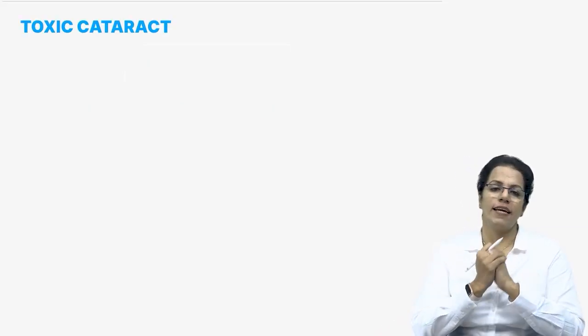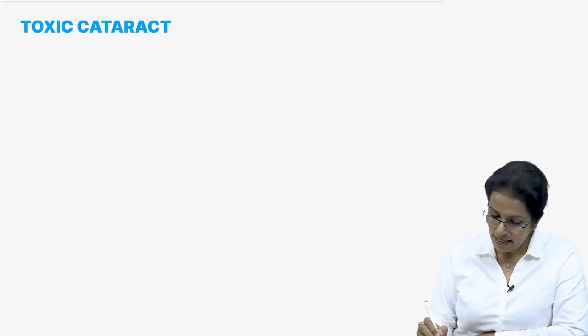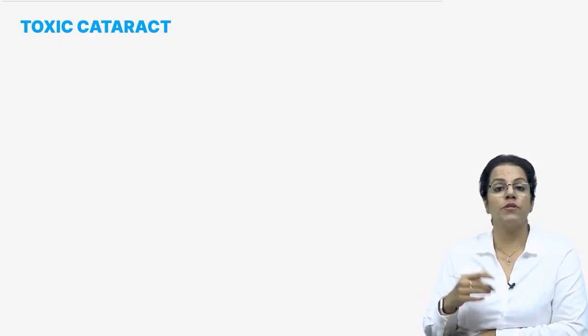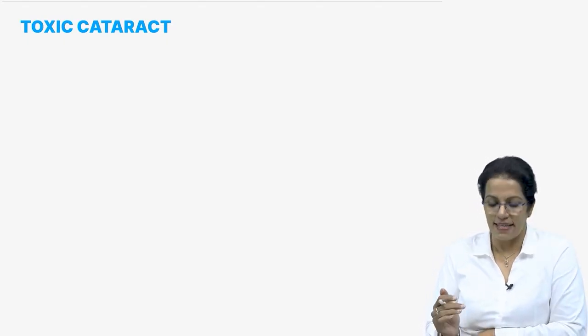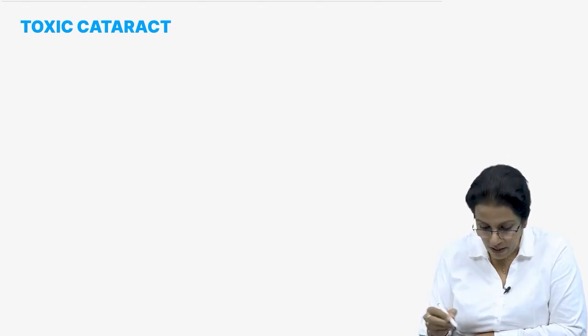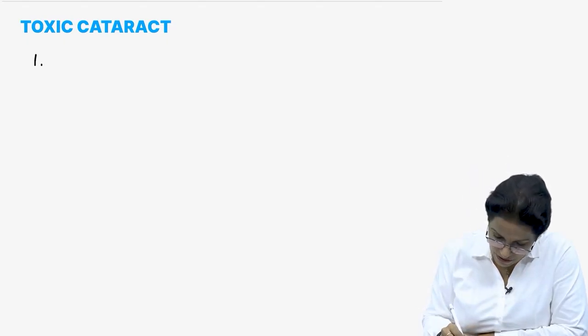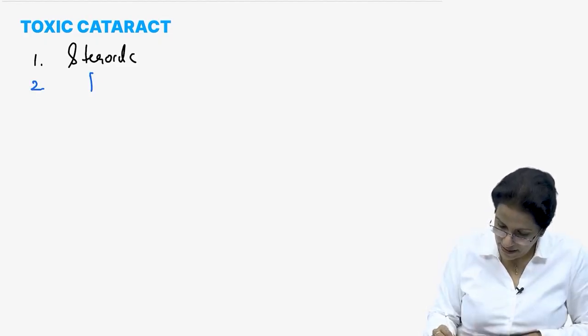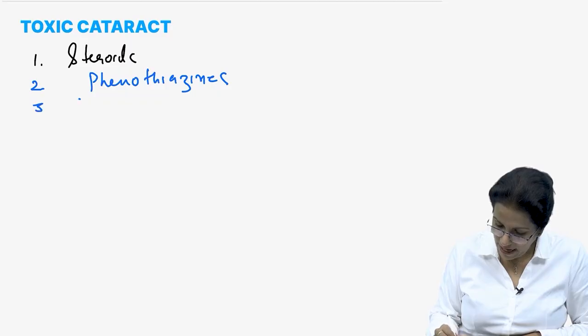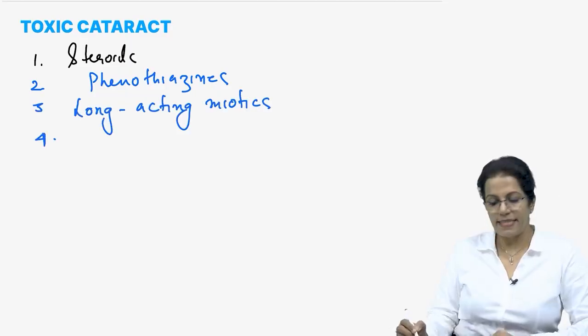Let's talk about toxic cataract. Toxic cataract means due to drugs. Any medicine the patient is taking and because of that he is getting cataract. This is toxic cataract. What are the drugs? First is steroids, very important. Second, phenothiazines. Third, long-acting miotics.